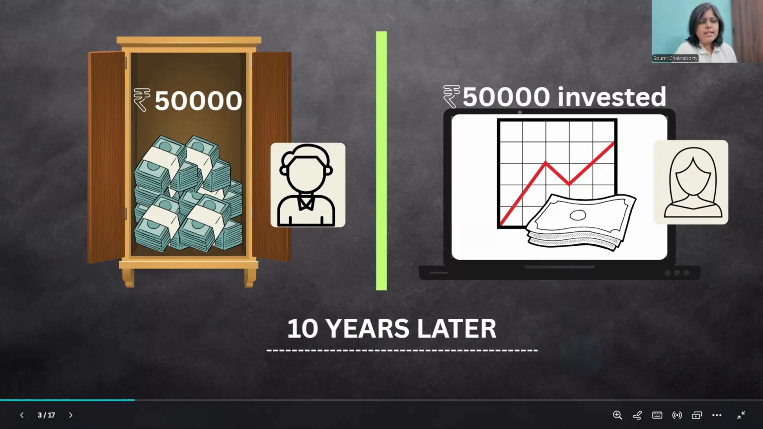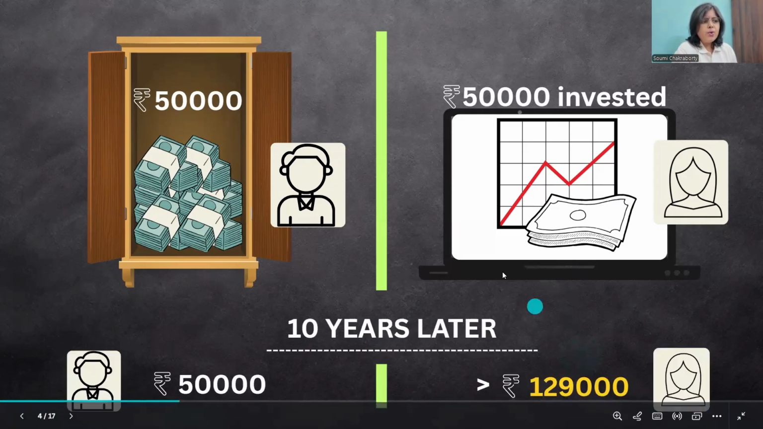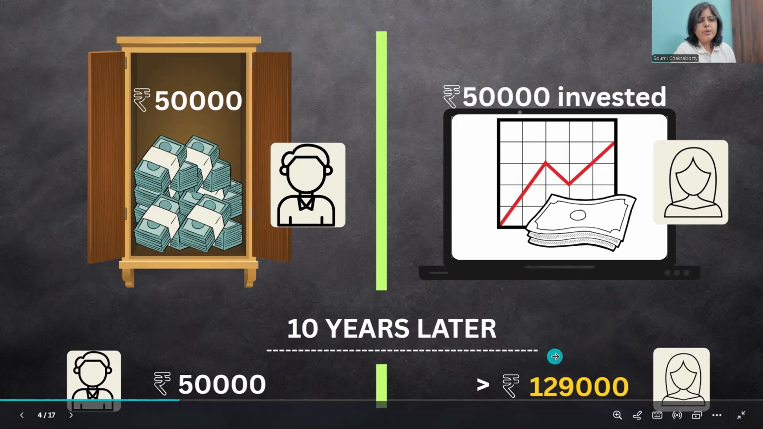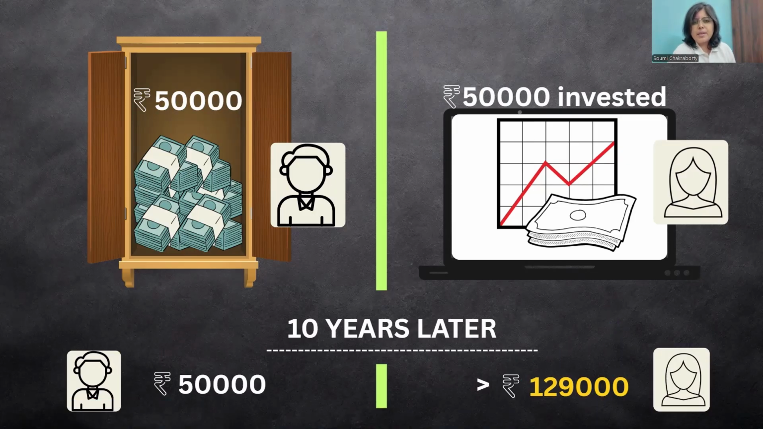After 10 years, what we can see is this boy who had kept this 50,000 rupees in the cupboard remains with 50,000. However, the girl who had listened to the advice of her father and had invested 50,000, that changes to how much? It's more than 1,29,000. How is that even possible? She had invested the money in the bank, right? Did the bank create the money magically?